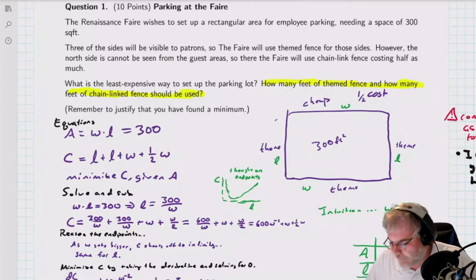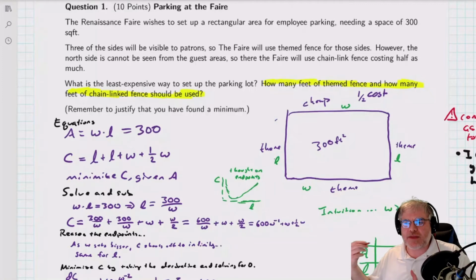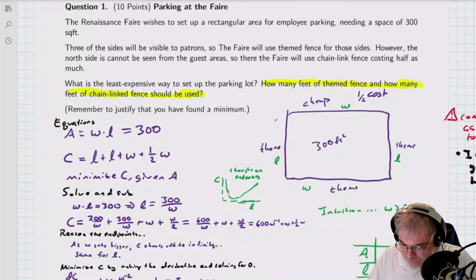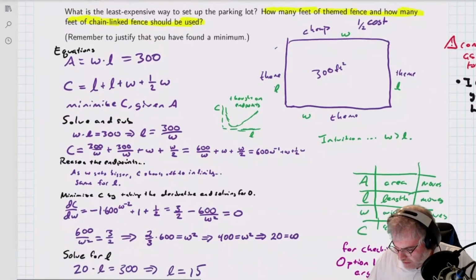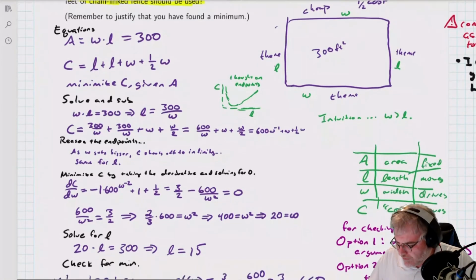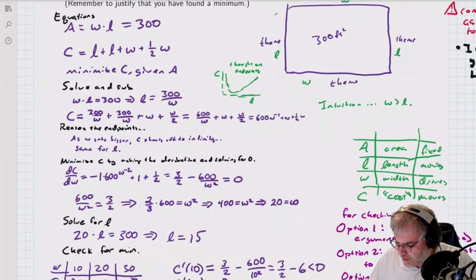So what I'm going to do here is minimize C given the area. Remember on the first problem that I did in the lecture, I was maximizing area given some cost, right? So I want to find out which one's fixed and which one's moving here. I could make a little chart of all the variables: there's A, there's L, there's W, fixed, moves, drives, that kind of thing. And I want to minimize this.